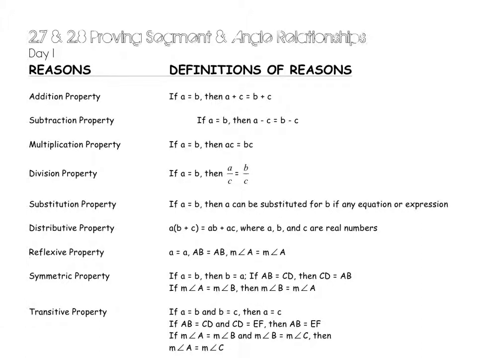Okay, I know that we've kind of been solving some proofs already, but we're going to really get into the proof solving, proof writing process now. So we're going to start talking about segments and angles, and some of these you already know about, like the angle addition property, subtraction property, multiplication and division. We've talked about substitution. You guys know distributive. Reflexive is when you have the same thing equal to the same thing.